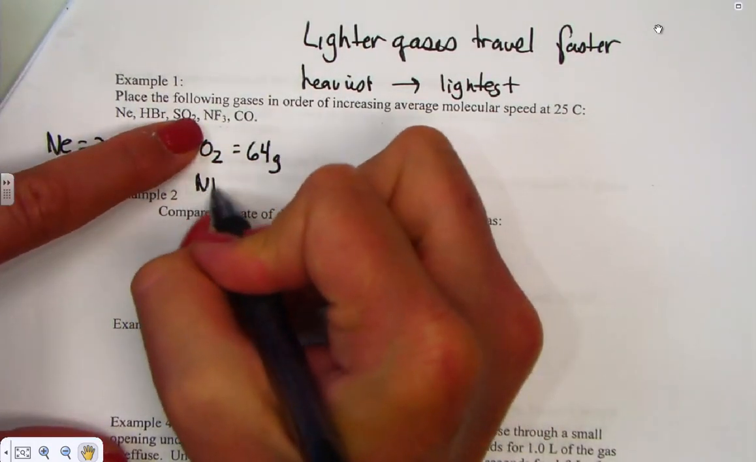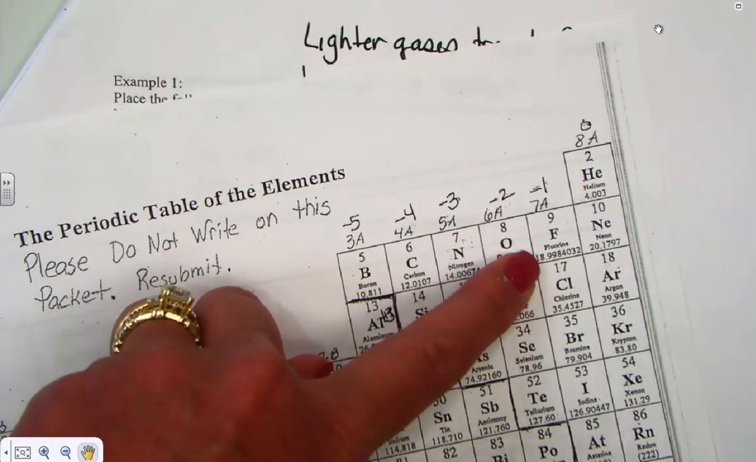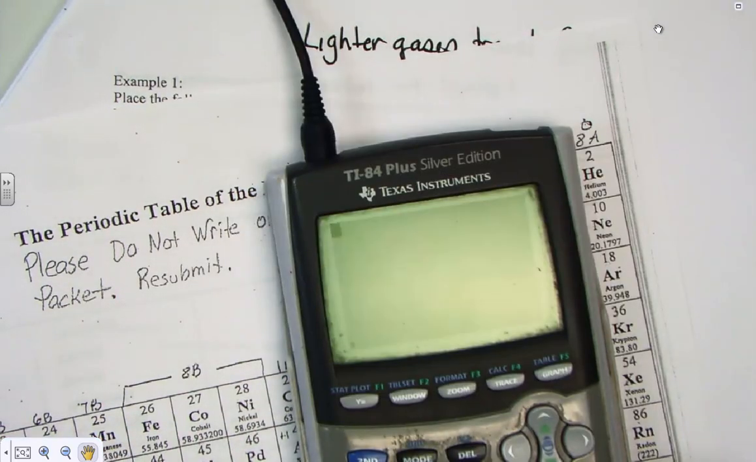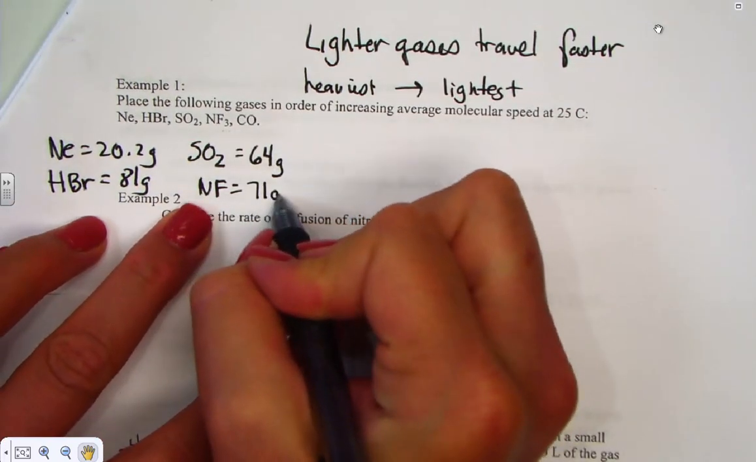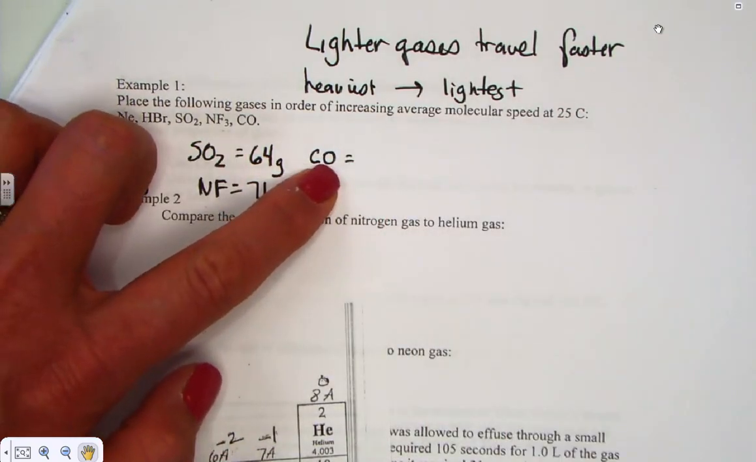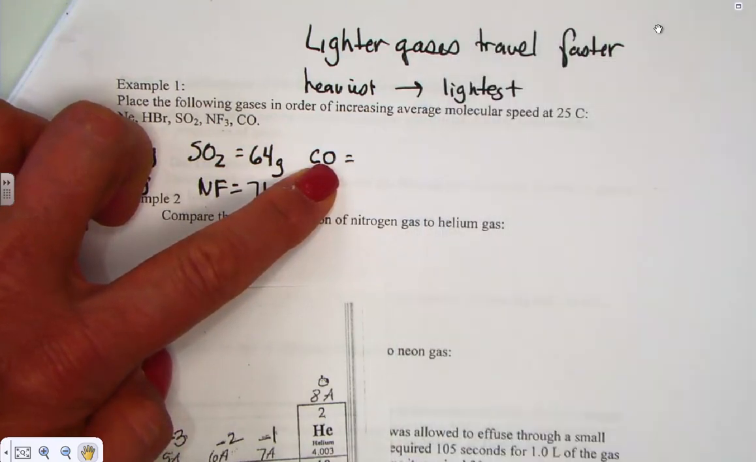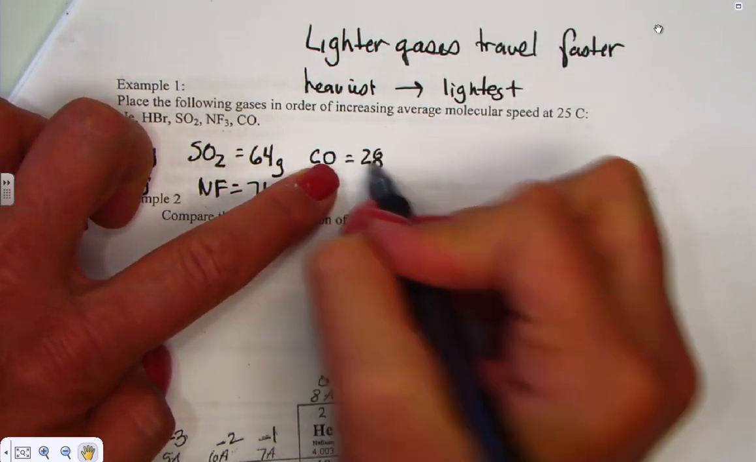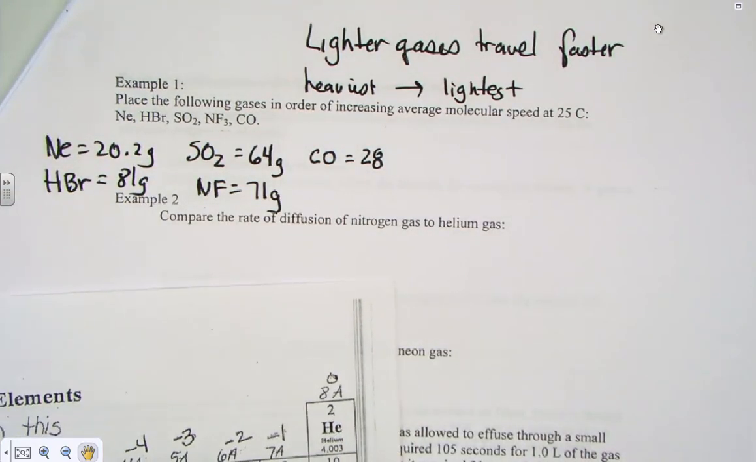We have NF3. Nitrogen at 14, fluorine at 19, so let's add that one. 14 plus 19 times 3, that's a molar mass of 71. And the last one is carbon monoxide. We have carbon at 12, oxygen is 16, so that's 28 as its molar mass. And now we're ready. We have the weights of each of these gaseous molecules at 25 Celsius, about room temperature. Who's the lightest of them all?